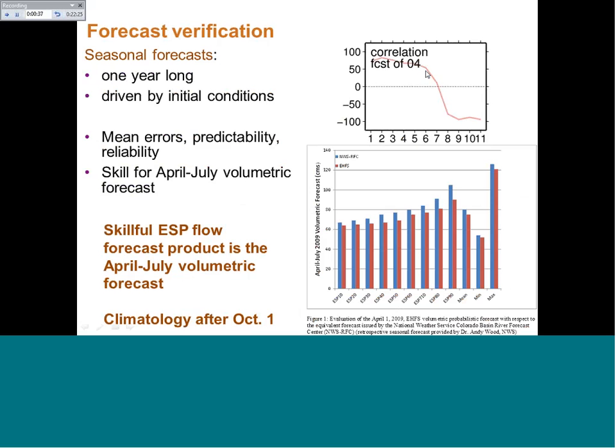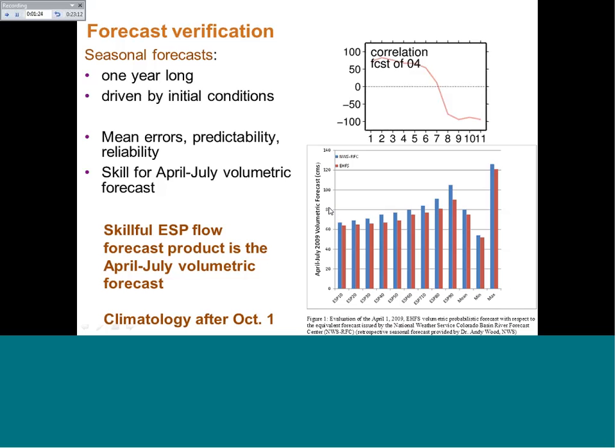And you see that there is a good correlation from April to about July, August, and this is standard for this kind of ESP approach. The skill is from April to July, and the product that is being given is the April to July volumetric forecast. After July, this is climatology. Once you reach the end of the water year, this is the same every year. So this is what I was mentioning at the beginning. We are providing forecasts that have skill for April to July volume, and then it's always the same. So it's forecast, but it's really the same information every year.